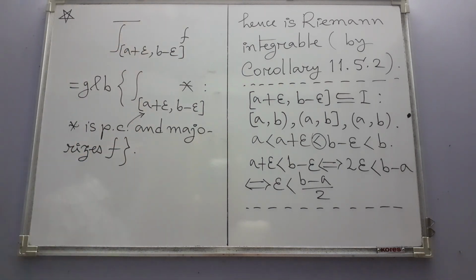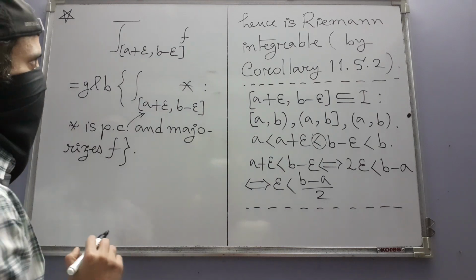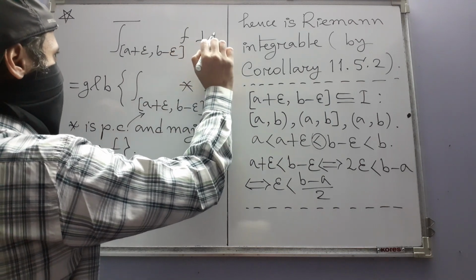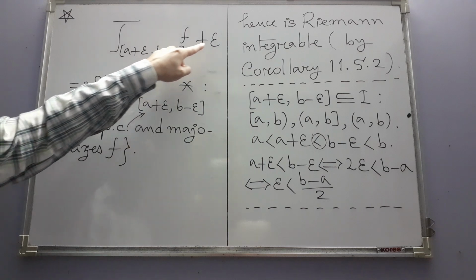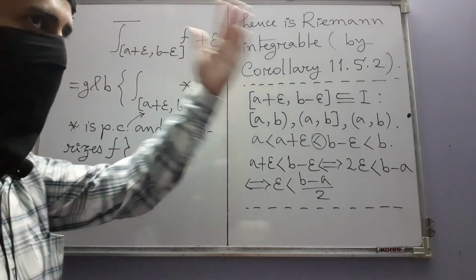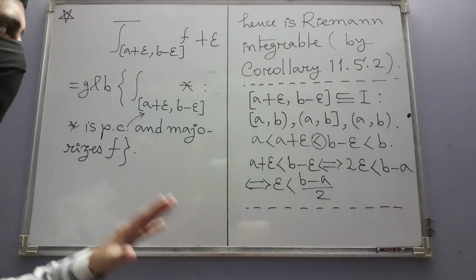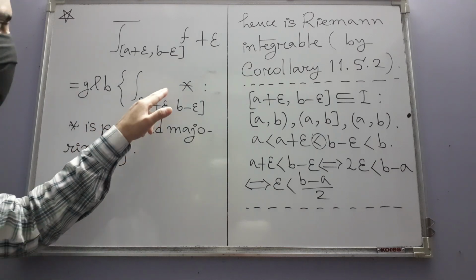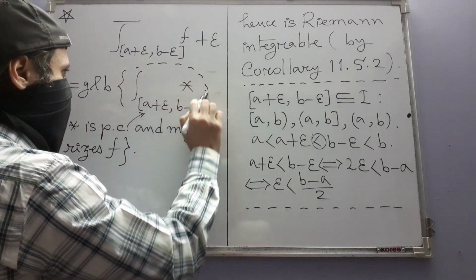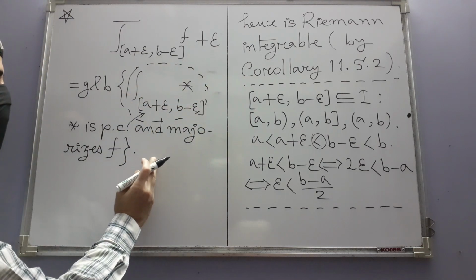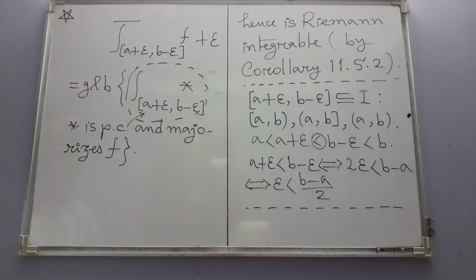This is the meaning of the upper Riemann integral. It is the greatest lower bound of this set. Now, if we add epsilon to this, already this was the greatest. Adding epsilon makes it even greater than that. So, it will no longer be a lower bound of this set, which means that at least some element from this set will be less than this quantity.